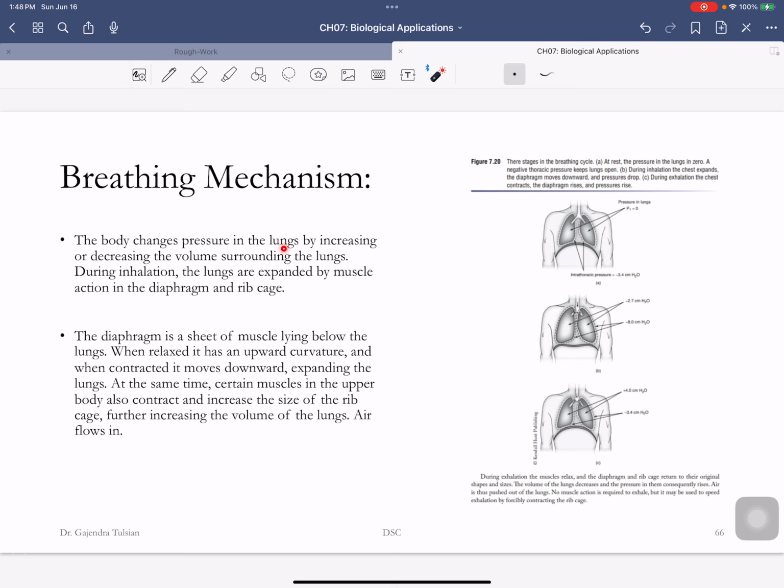The body changes pressure in the lungs by increasing or decreasing the volume surrounding the lungs. During inhalation, the lungs expand by muscle action of the diaphragm and rib cage. Okay, so the diaphragm and rib cage help in expanding this intrathoracic cavity, and the pressure drops.